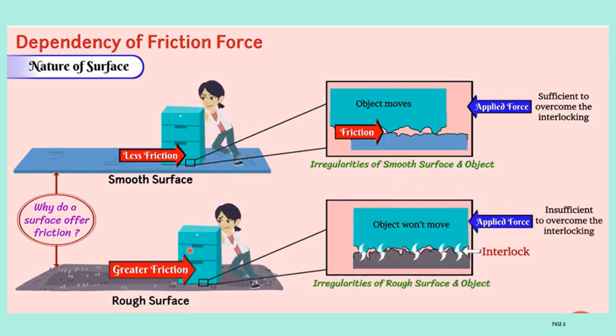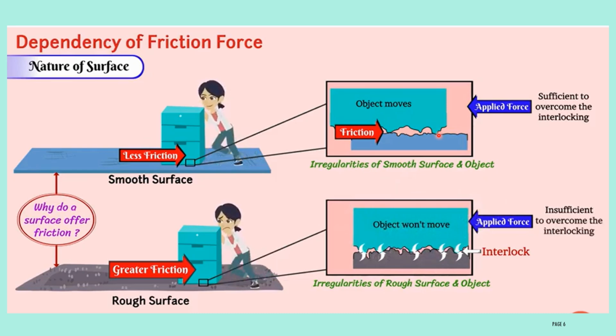What is the reason why this happens? Let us discuss in detail. Every surface has irregularities. On the smooth surface, irregularities will be less. On the rough surface, irregularities will be more. When an object comes in contact with any surface, because of the irregularities it will interlock. The object's surface also has some irregularities, and the surface also has some irregularities. When both come in contact with each other, they will interlock.